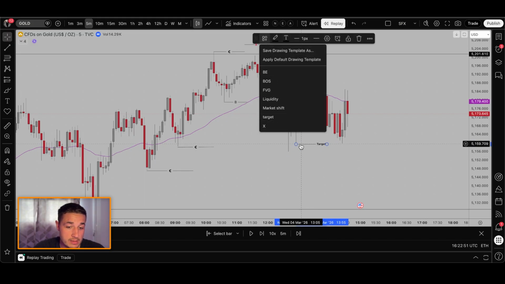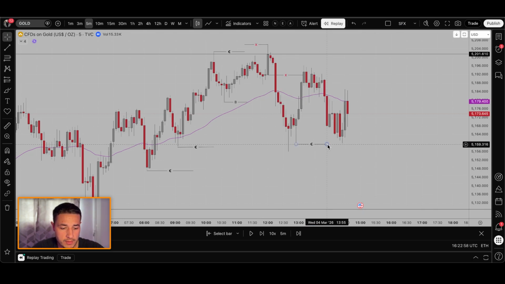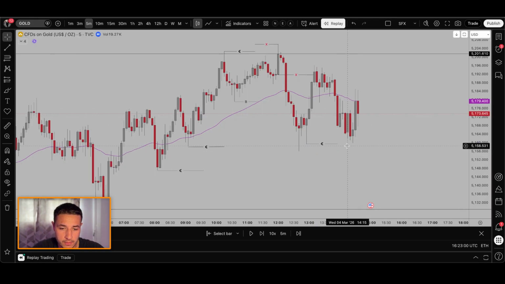This is still a target, okay? This is still a target. Where is it? Liquidity. We have equal lows. Look at it. Beautiful. We have this low, but this is still the target. Don't get me wrong, okay? This is still the target.